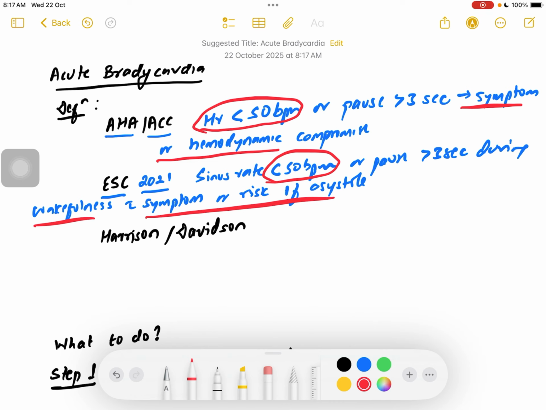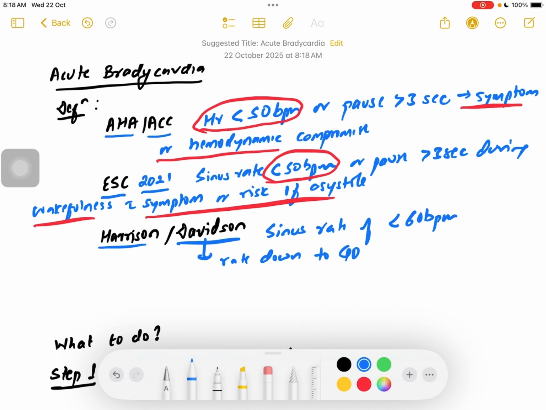So in both of these cases, they have not only given the number, they are also concerned with the symptoms. So acute bradycardia is not merely the presence of a low heart rate; it also should have symptoms.